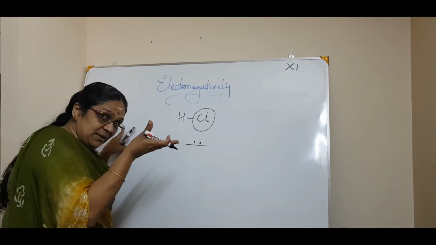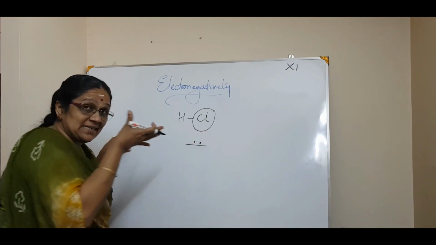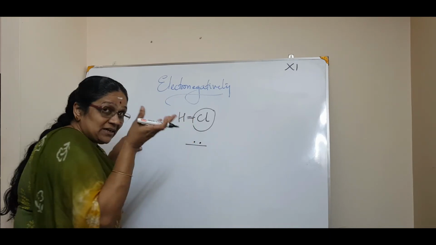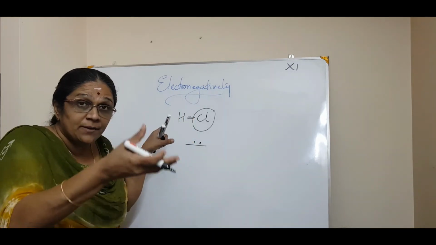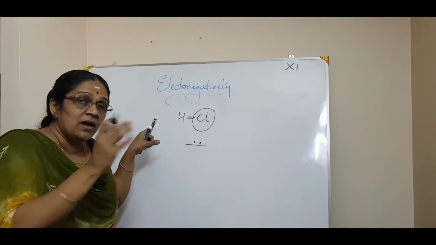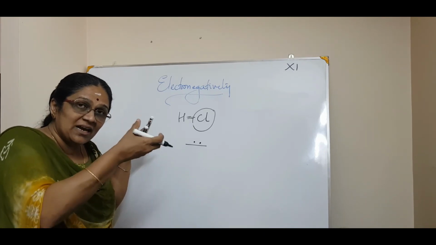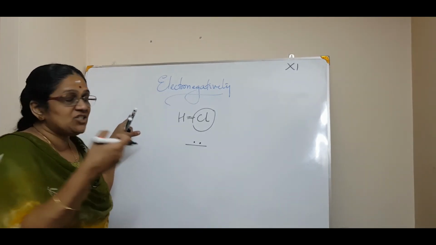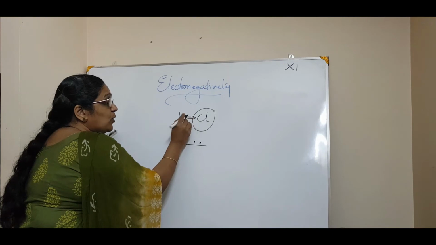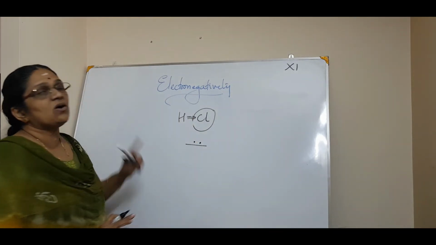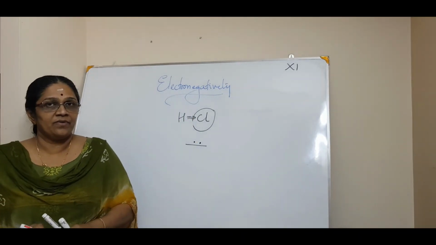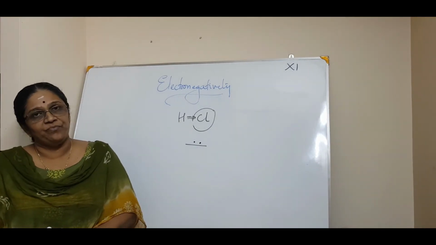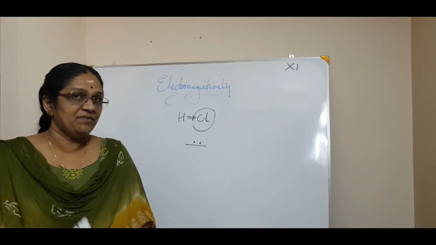Now, electronegativity means this chlorine has a tendency to attract these 2 electrons towards itself, both electrons. That's why I said shared pair of electrons, not 1 electron, but both the shared electrons, it will pull to its side. It's a tendency to pull the electrons towards itself. That is called electronegativity. Now, electronegativity is not a measurable quantity, as you know. You cannot measure the electronegativity.